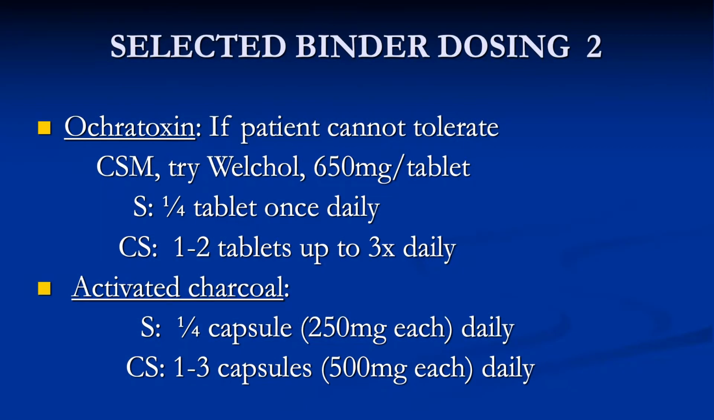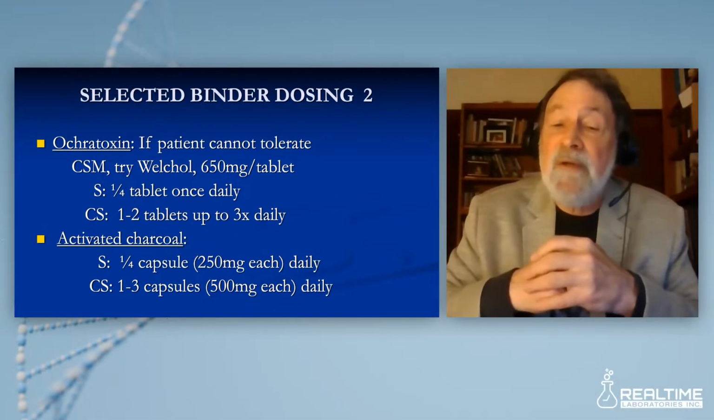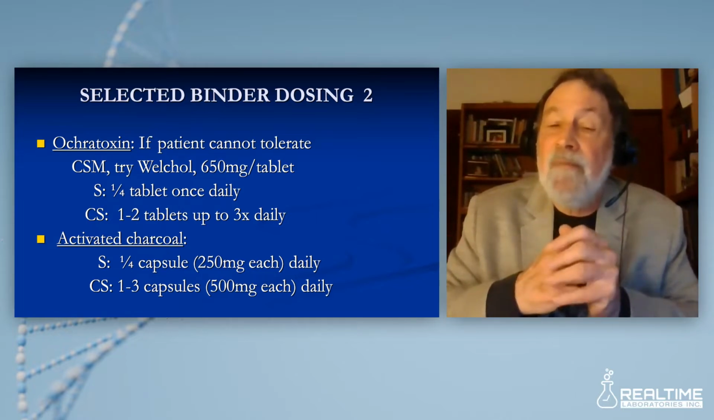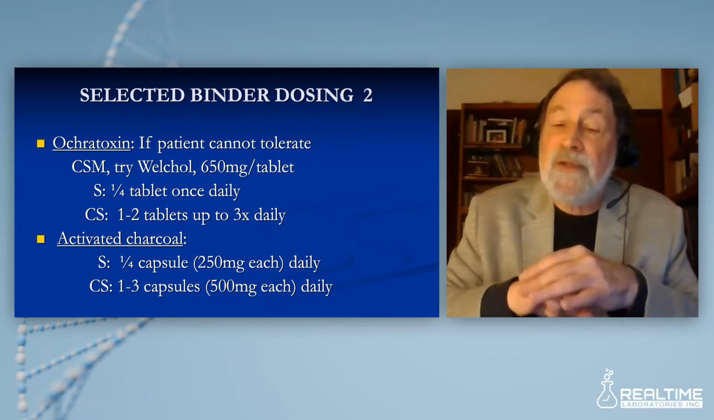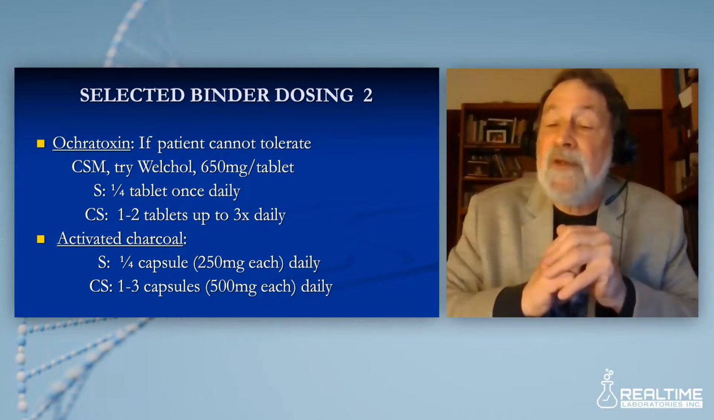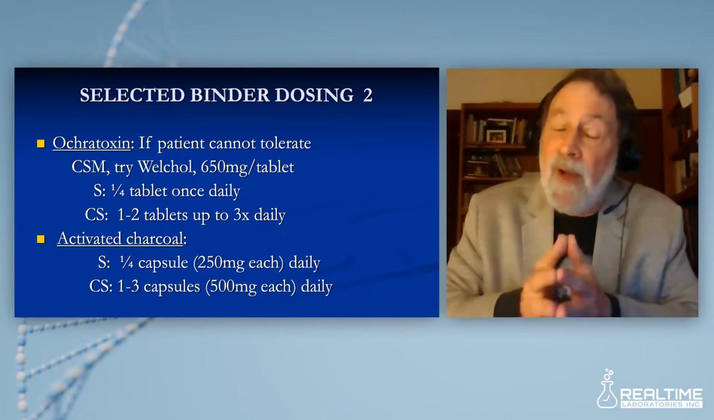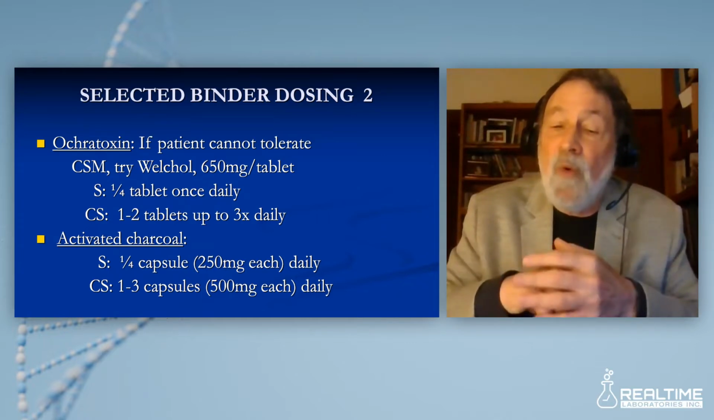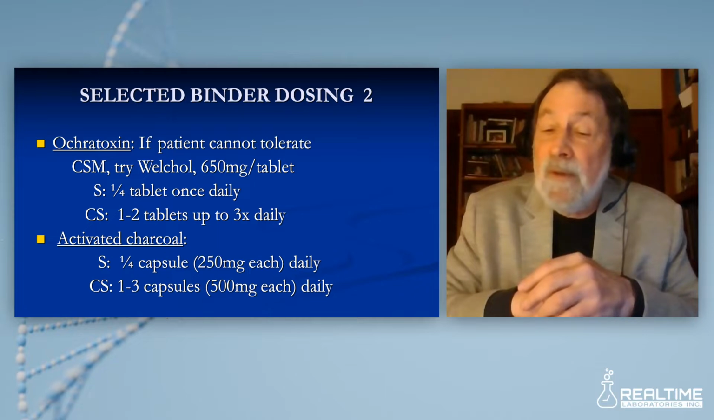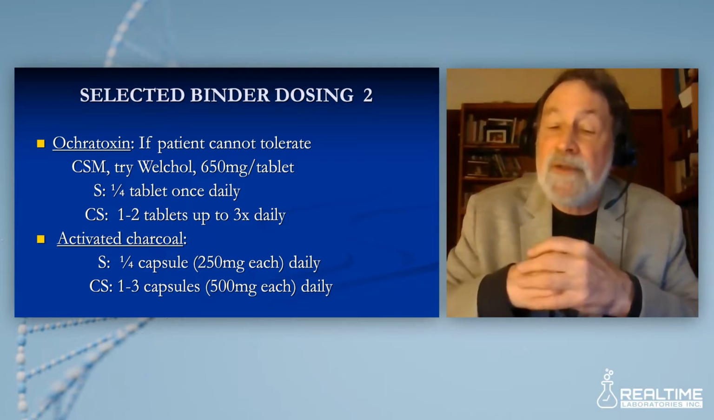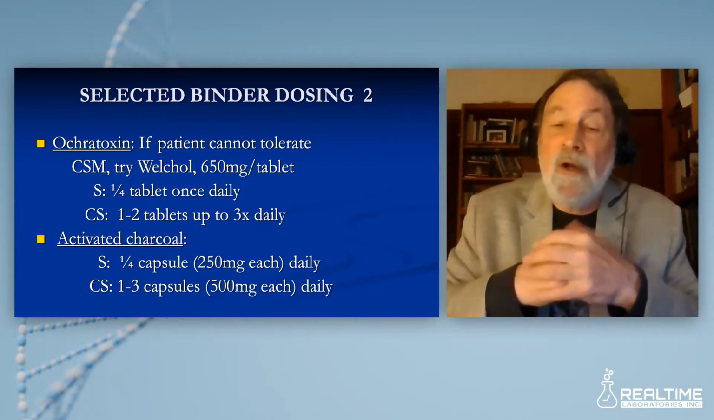If the patient can't tolerate cholestyramine, which is the strongest of the binders, try Welchol, which comes as a 650 milligram tablet. Sensitive patients, 1/8 to 1/4 of a tablet once a day, working up to 1 or 2 tablets a day. For constitutionally strong patients, they can take 1 or 2 tablets up to 3 times a day with food. Okay. For charcoal, which is a weak binder for ochratoxin, I would start with 1/4 of a capsule or 1/4 of a teaspoon once a day, and then slowly work up to anywhere between 2 and 3 capsules once a day for stronger patients.